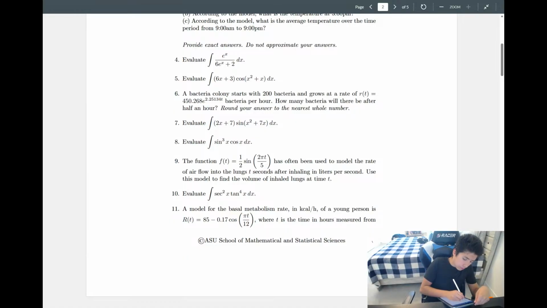So, evaluate the indefinite integral of e to the x over 6e to the x plus 2. Let's think, because it looks like something is clear, but I don't know what it is. So first, let's think. U substitution. I mean, it's the topic of this review, but I want to understand why that's the best choice.